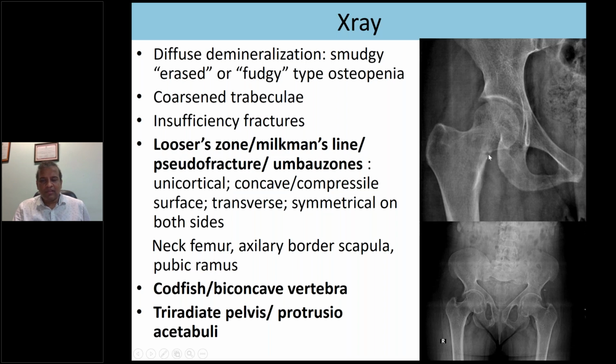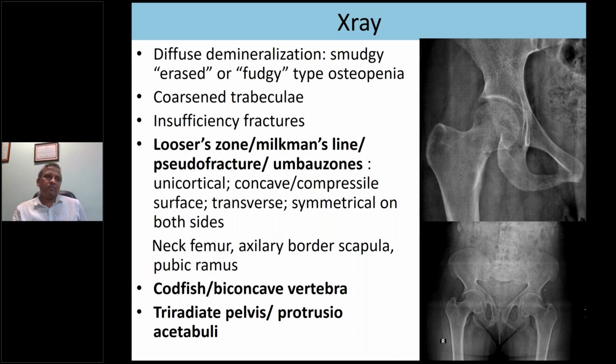You can see in this X-ray there is a stress fracture in the neck. There is something known as Looser's zones or Milkman's fracture or pseudo fractures. They are usually unicortical fractures on the compressive surface or the concave surface of the bone. They are transverse and symmetrical on both sides. Commonly seen in the neck of the femur, axillary border of the scapula, or the pubic rami.